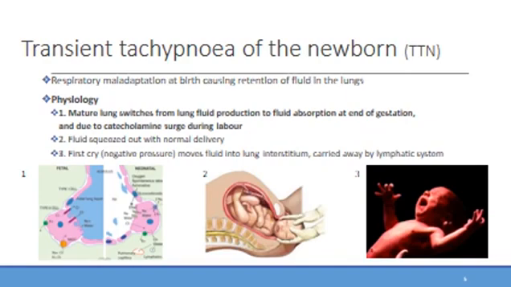And then the first cry is very important, as the negative pressure of minus 60 to 90 centimeters of water actually serves to move fluid from the alveolar space into the lung interstitium, where it is then carried away by the lymphatic system. Anything that interferes with this normal physiology will then predispose the baby to have transient tachypnea.